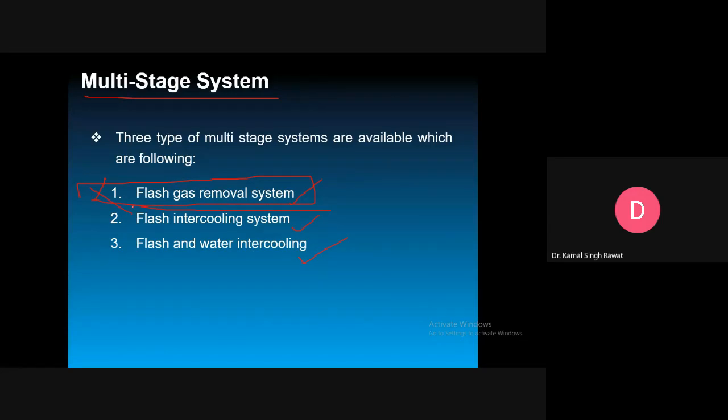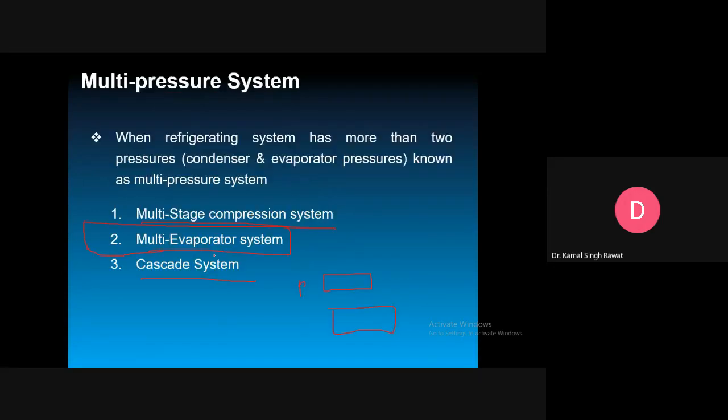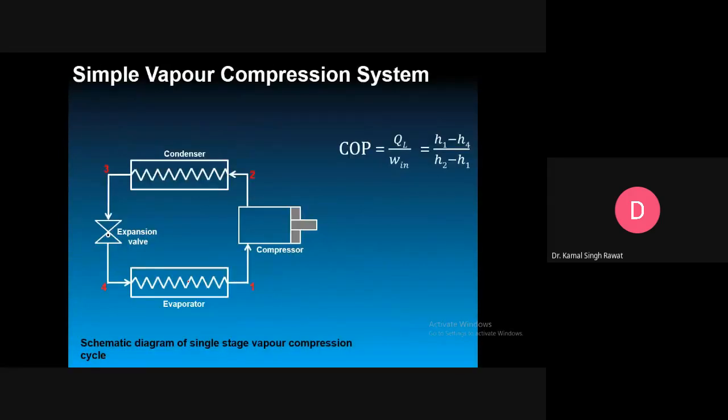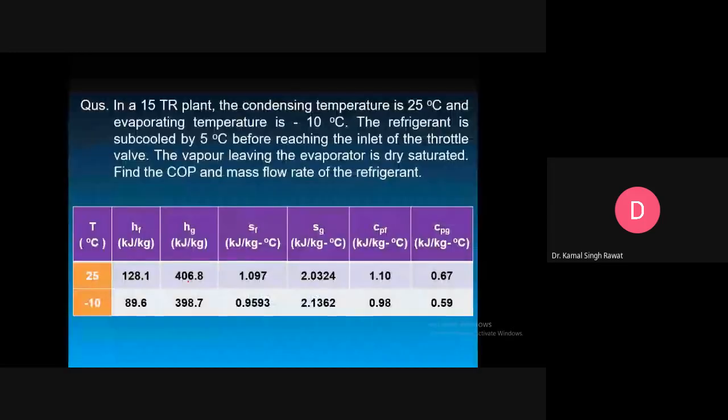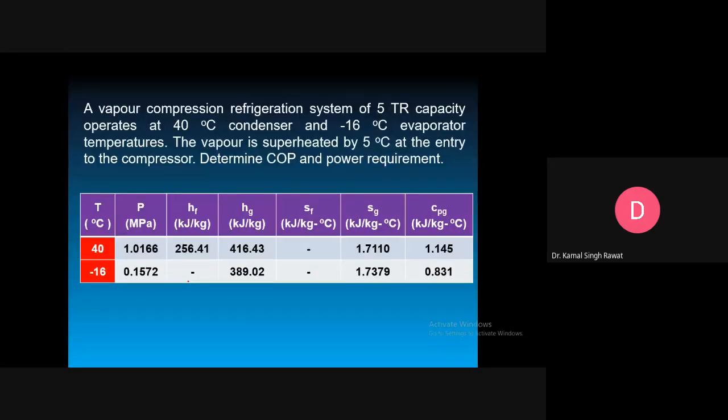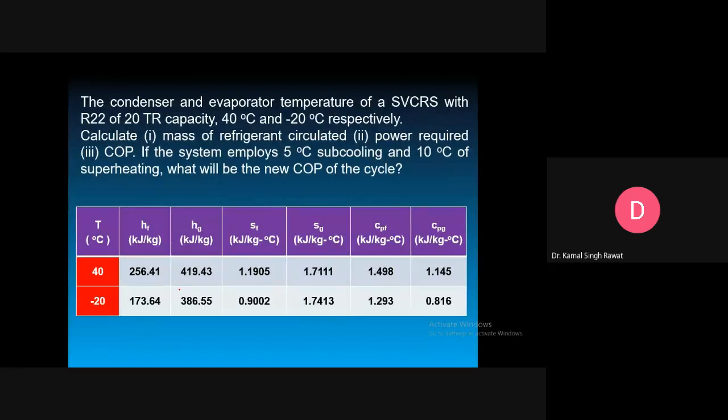Okay, so in our next lecture we will discuss the flash intercooling system and flash and water intercooling system. Since it is the first system, it has taken time, but we will cover those in our next lecture. Then we will discuss the multi evaporator system and cascade system. Apart from that, we also have to discuss the numericals of this unit. Okay, so if you have any doubt, you can ask.